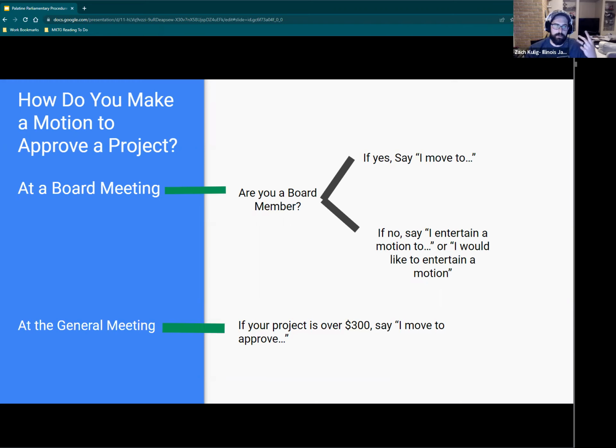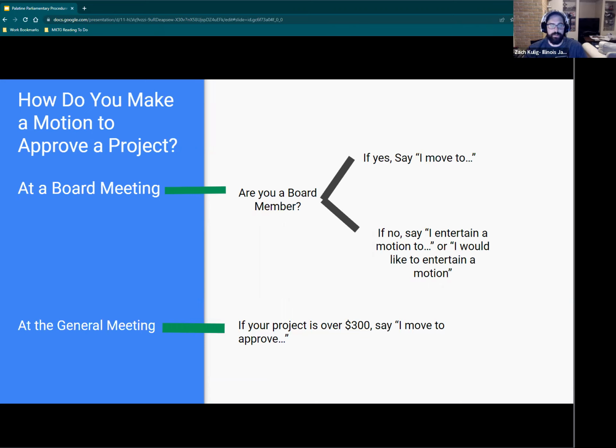At your general meetings for the Palatine Jaycees, we have in our bylaws that anything $300 or below does not need chapter approval for adoption. It only needs board of directors approval. Anything over that, since you are a member of the voting body, you can just say, I move to approve. You get your second from someone else in the general population, and you go ahead and talk about your project.